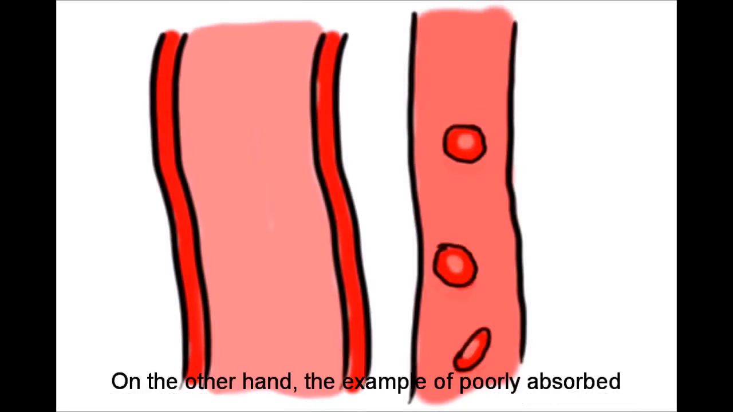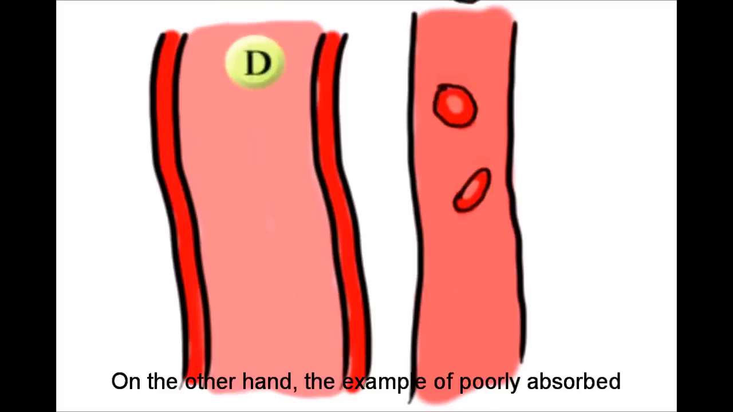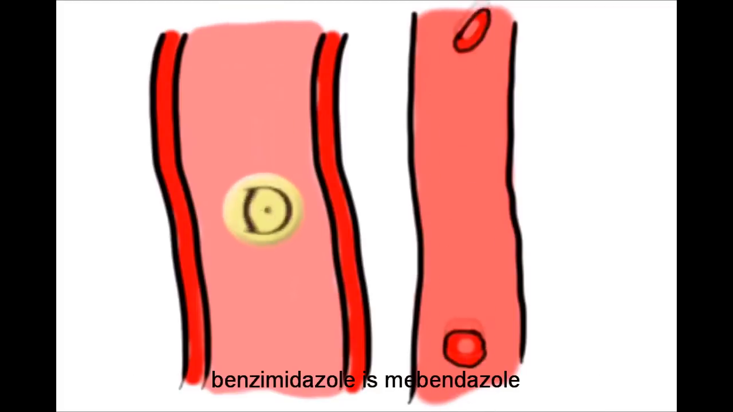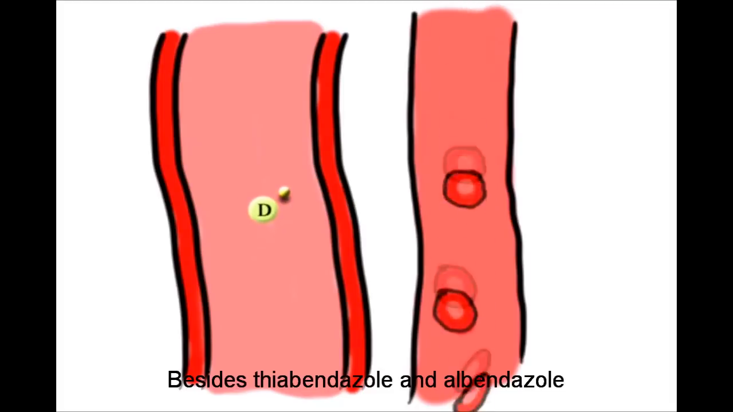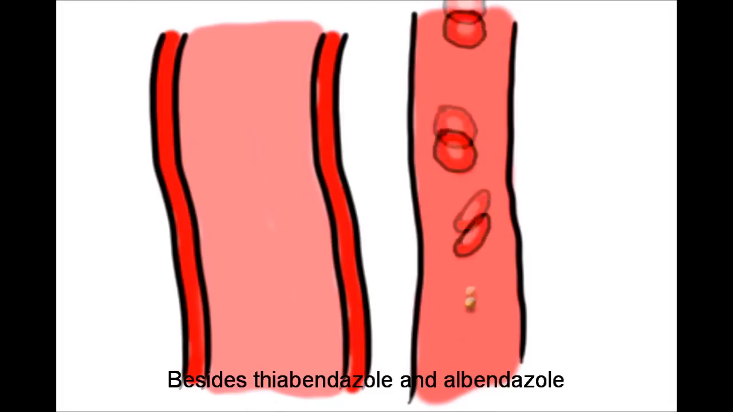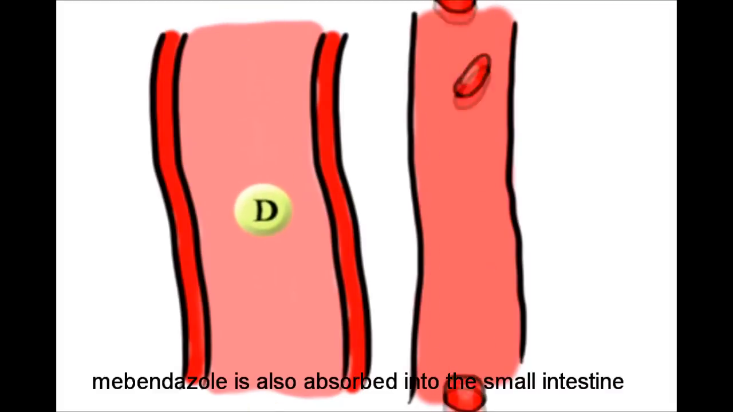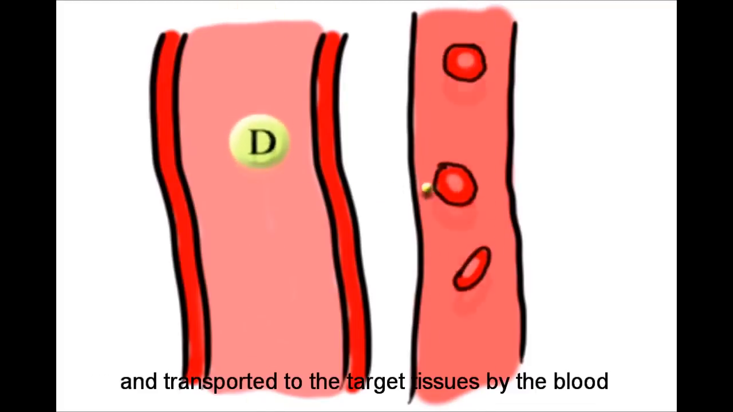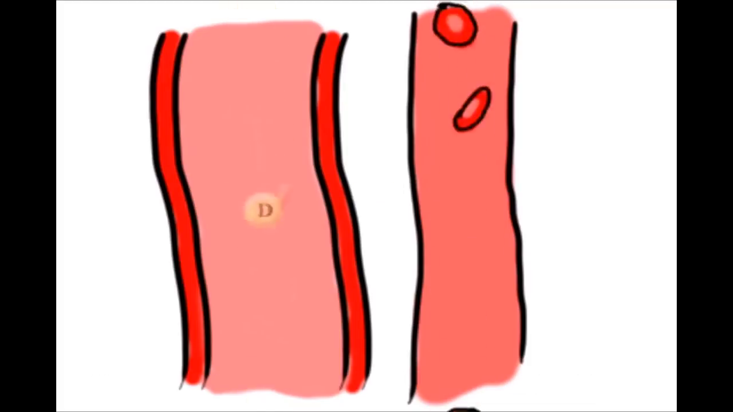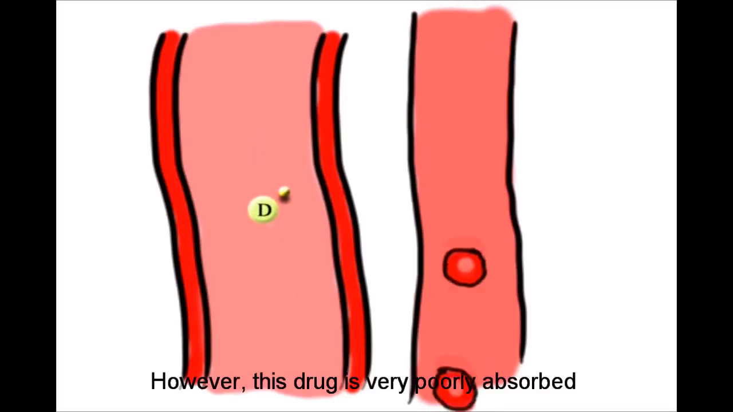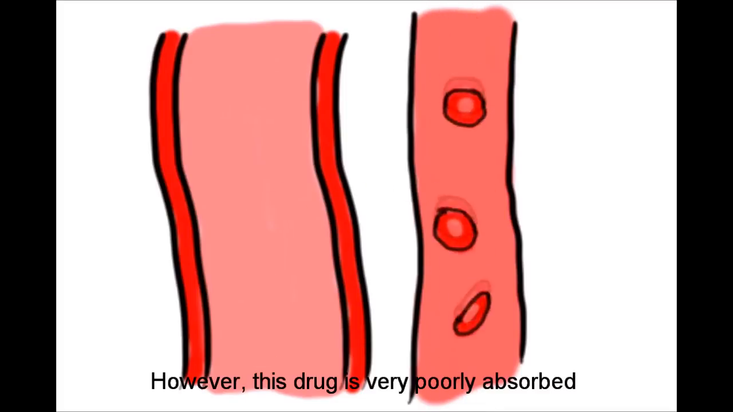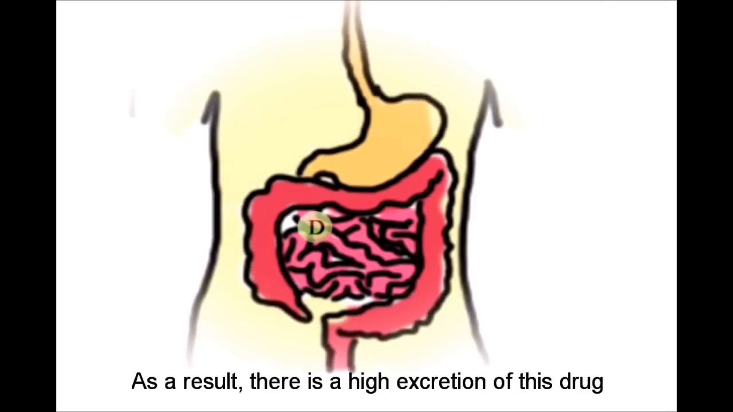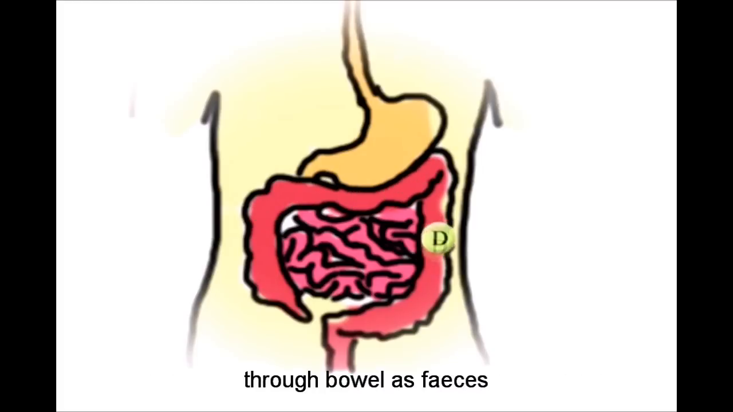On the other hand, the example of poorly absorbed benzimidazole is mebendazole. Like thiabendazole and albendazole, mebendazole is also absorbed into the small intestine and transported to the target tissues by the blood. However, this drug is very poorly absorbed into the small intestine. As a result, there is a high excretion of this drug through the bowel as feces.